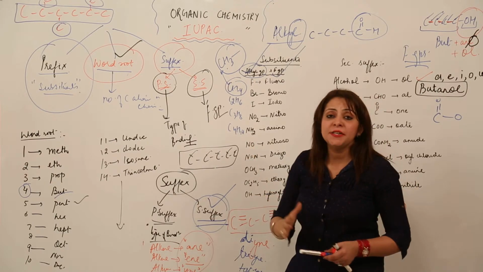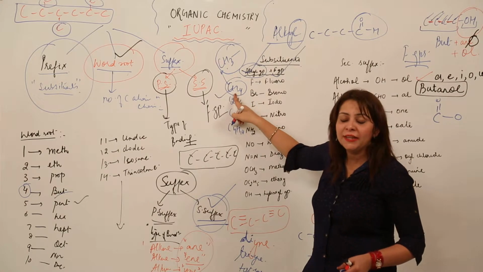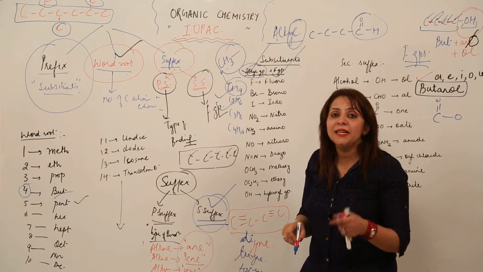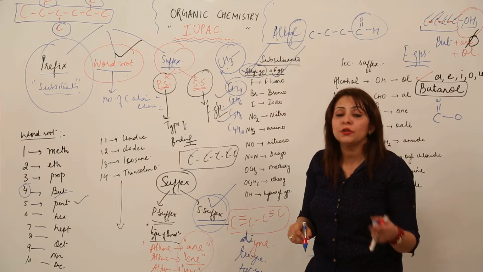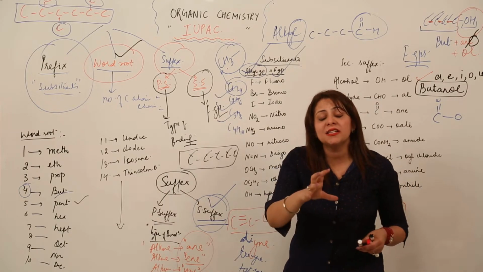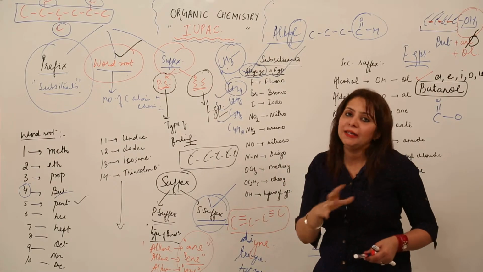So that means the substituent can be an alkyl group. Like if it is formed from methane, it is named methyl group. If it is formed from ethane, it is ethyl group. If it has 3 carbon atoms, that means it is formed from propane, so it is a propyl group. So this is how you are going to name the alkyl groups, just by looking at the number of carbon atoms. That is methyl, ethyl, propyl, likewise, right?